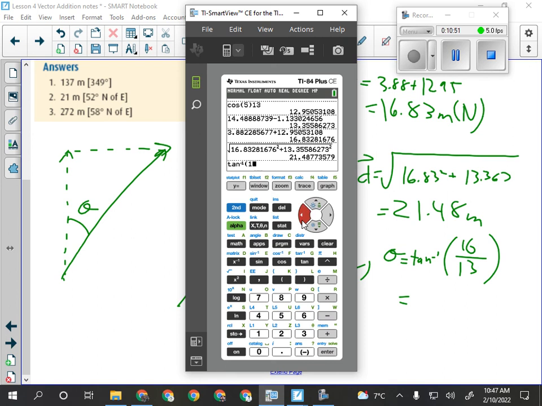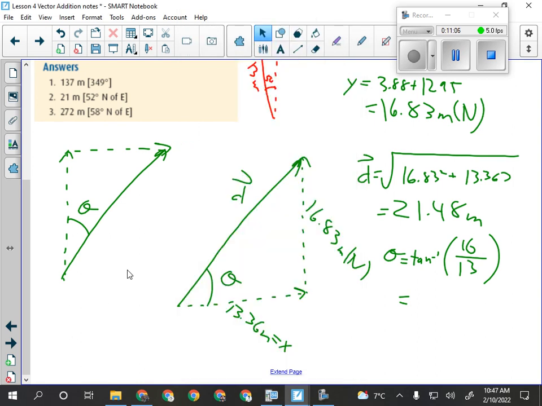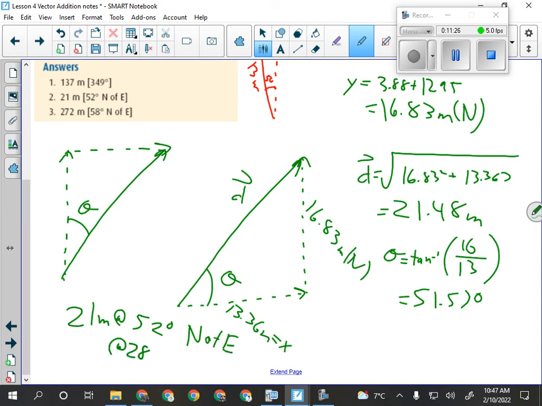Whoops, I can't write it that way. I have all the decimals. All right, so 51.57 degrees. Okay, and that'll be north of east, so I think we only have 2 significant digits, so it's going to be 21 meters at 52 degrees north of east, or at 28 degrees east of north. Either one will be fine.